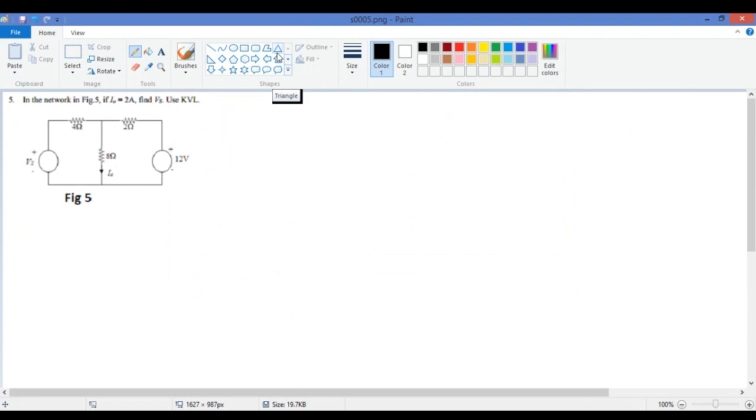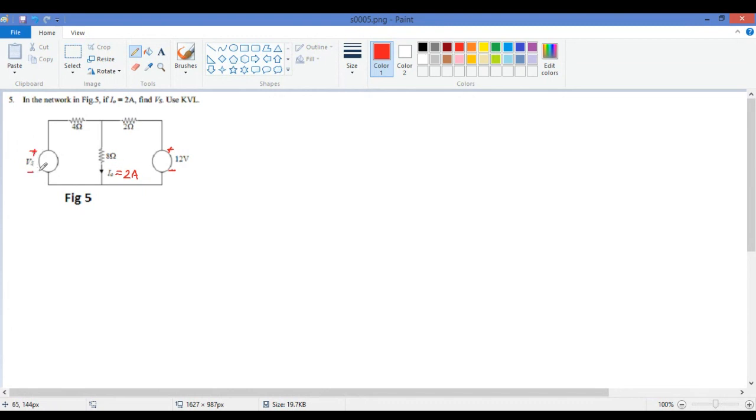It is given that in the network in figure 5, I naught is given as 2 ampere. So this is I naught, which is given as 2 ampere. And this is the voltage source, this is plus and this is minus, and you have resistances, and this is Vs, plus and minus.